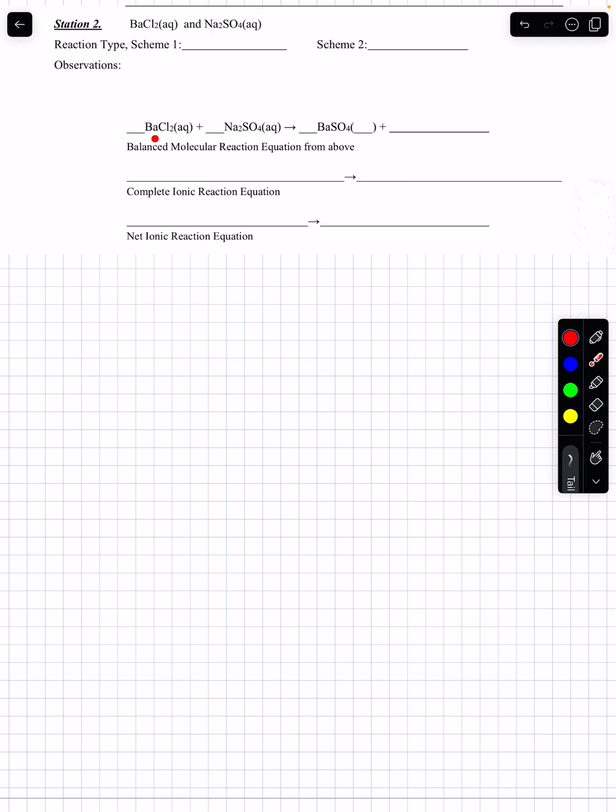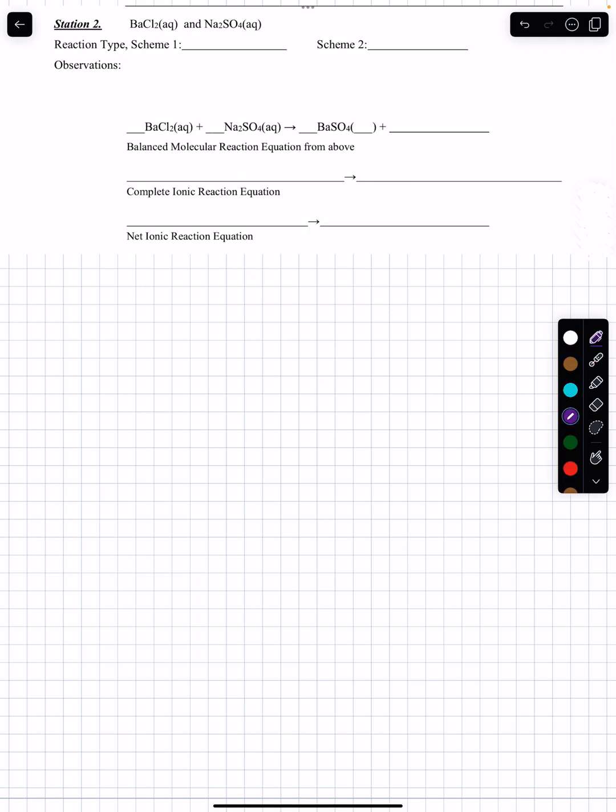So the reactants are written here for you and one of the products. But how do we go about predicting the products and balancing this molecular equation? Well, let's start this way by writing down what these ions are. So this is an ionic compound. It's got barium ions and chloride ions. Remember, in intro chem, we always have two ions. There's one kind of cation and one kind of anion.